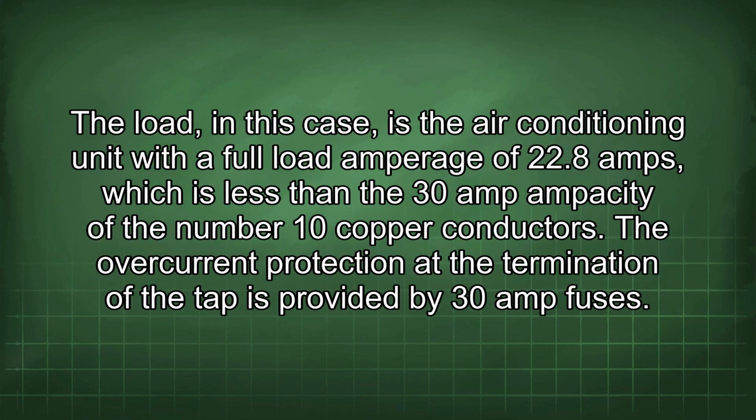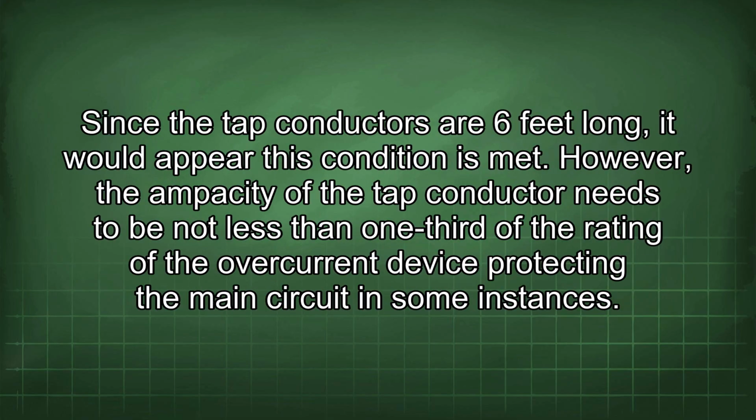The load, in this case, is the air conditioning unit with a full load amperage of 22.8 amps, which is less than the 30 amp ampacity of the number 10 copper conductors. The overcurrent protection at the termination of the tap is provided by 30 amp fuses. Since the tap conductors are 6 feet long, it would appear this condition is met.